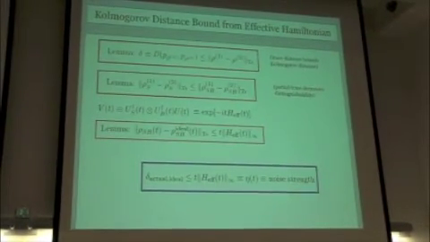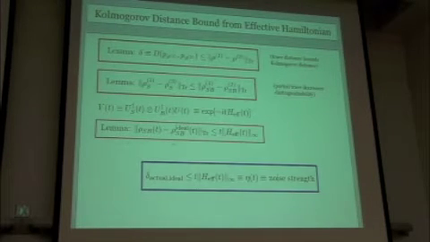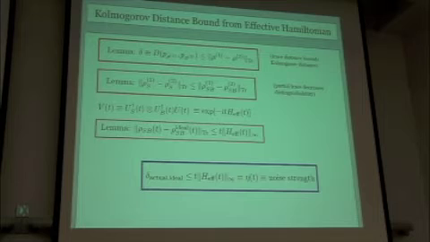So now let's put all these three lemmas together and see what we got. Remember, I wanted to distinguish the measurement outcomes over two states, rho 1 and rho 2. The first lemma said that the Kolmogorov distance is upper bounded by the trace norm distance. The second lemma said that the trace norm distance in the reduced space is upper bounded by the trace norm distance in the full space.